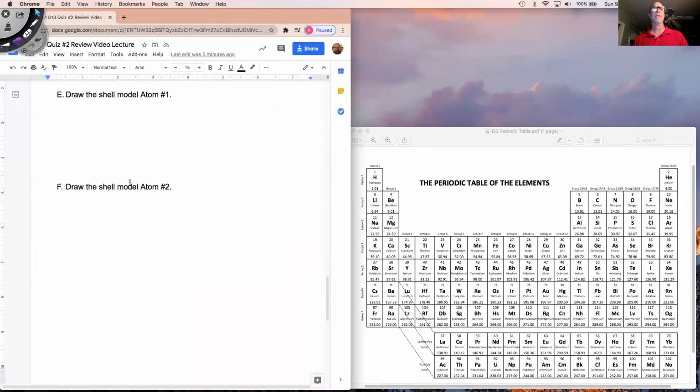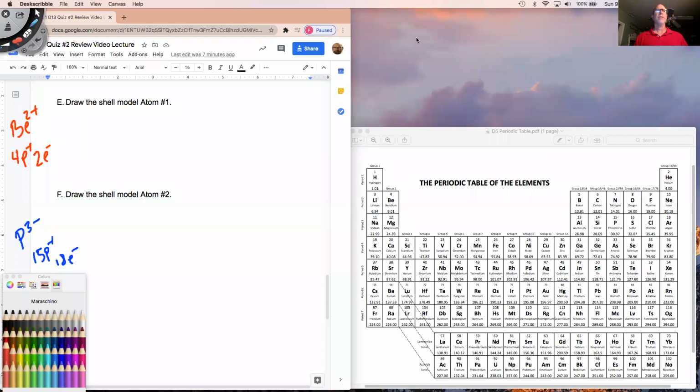All right? So this one says, draw the shell for atom number 1. Okay, so what I've done here is I've just brought this information down for us. So this one will be the beryllium 2 plus. This will be the phosphorus 3 minus. So let's draw the shell model. And remember, the shell models are going to look like this. We're going to be drawing all those little circles.